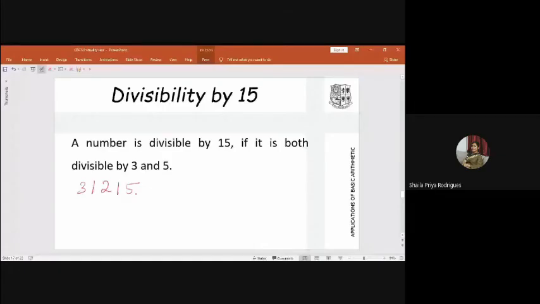Divisible by 5 because the last digit is 0 or 5, 5 here. 3 plus 1, 4, 4 plus 2, 6, 6 plus 1, 7, 7 plus 5, 12. 12 is divisible by 3, so yes. Give me a number which is not divisible by 15.